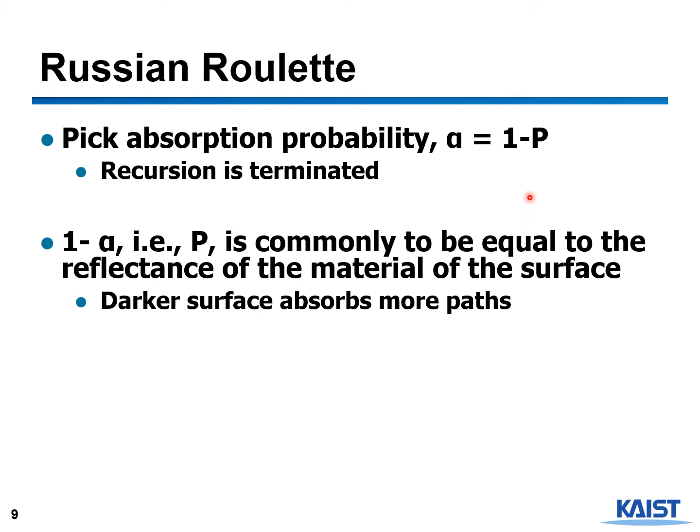Then 1 minus p is the absorption probability alpha, and with probability alpha, this recursion is terminated. The p-value is set equal to the reflectance of the material of the surface, right? Basically, in the range of p, we reflect the energy. So once we know the reflectance value of the material, we can define the p-value, and accordingly we can also compute the alpha value.